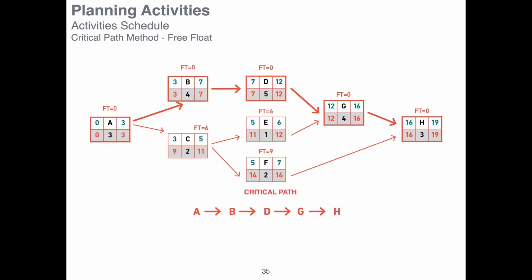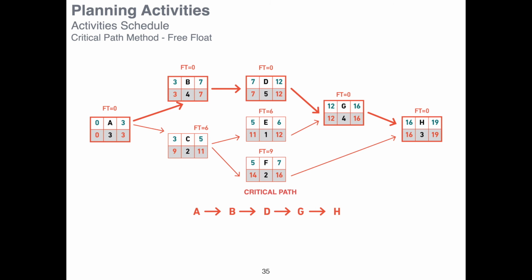But C, for instance, there is a difference of 6 days. 11 minus 5 gives us 6, 9 minus 3 gives us 6. The same thing for E, 12 minus 6, 11 minus 5, 6, and the same thing for F. What does this mean? It means that I can delay activity C up to 6 days without compromising the delivery of my project on day 19. I can delay the implementation of activity F to a maximum of 9 days without compromising the delivery of my project within the agreed time of 19 days.